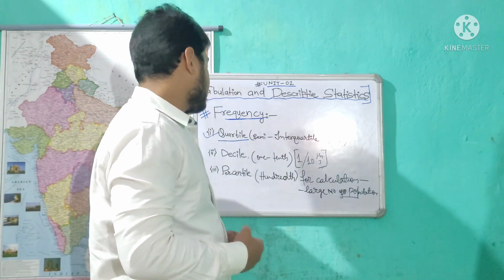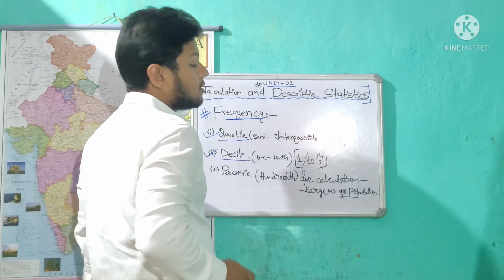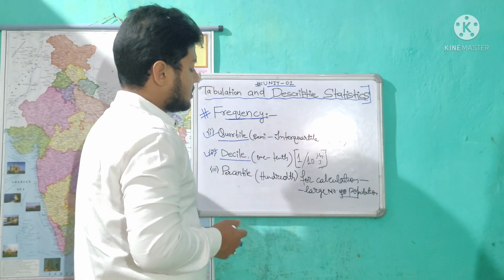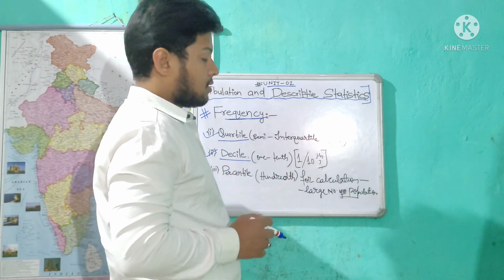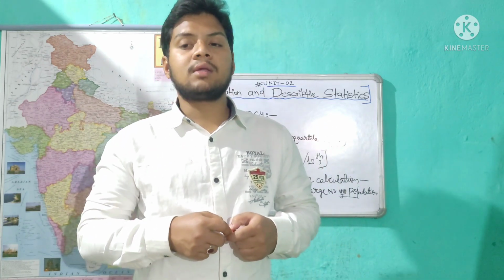Now we will see the next point, which is decile. We will study what a decile is. As we know, decile means the 10th position of values. The term decile refers to the 9 values that split the population into 10 equal fragments, such that each fragment represents 1/10 of the population.